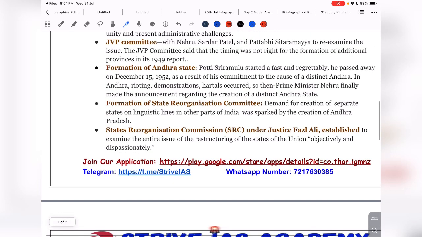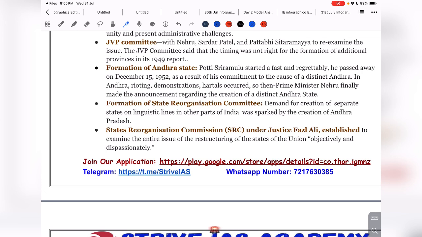Then after the creation of Andhra Pradesh on linguistic lines, there was a demand from different parts of the country to create states on similar lines. So that led to the formation of a States Reorganization Committee. The demand for creation of separate states on linguistic lines in other parts of India was sparked by the creation of Andhra Pradesh. So there is a domino effect. Once you created Andhra Pradesh, other people also demanded, please give us a new state on the basis of language.